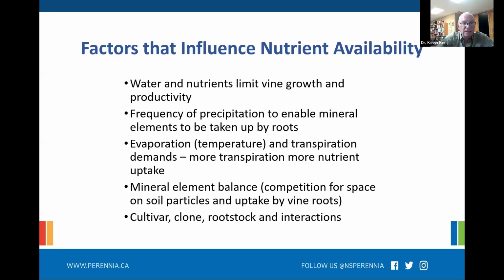And finally, as Caitlin has mentioned earlier, the cultivar varieties that we have, the types of clones, and the rootstocks that are used with those clones, especially on vinifera grapes, can have huge interactions. Some rootstocks are very efficient at nutrient uptake of things like potassium, and other ones are not. So we have to take that into account.